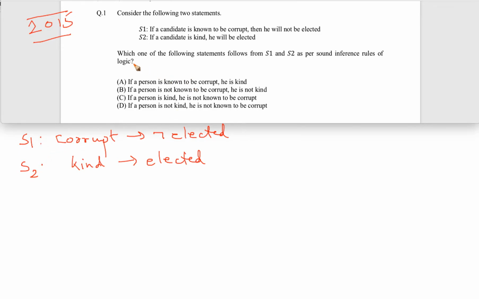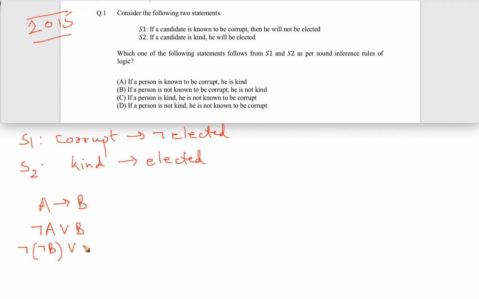Now they are asking which one of the following statements from S1 and S2, as per sound reference rules of logic, will apply. So which of them will follow considering these two statements are true. First of all, in general, we have to think about how to interpret these statements S1 and S2. So I will take an implication, for example, if A implies B, what does this mean? You can write it logically in the form of an or statement. You might know that it can be written as not A or B. So A implies B is basically not A or B, but you can also write the same thing as B or not A.